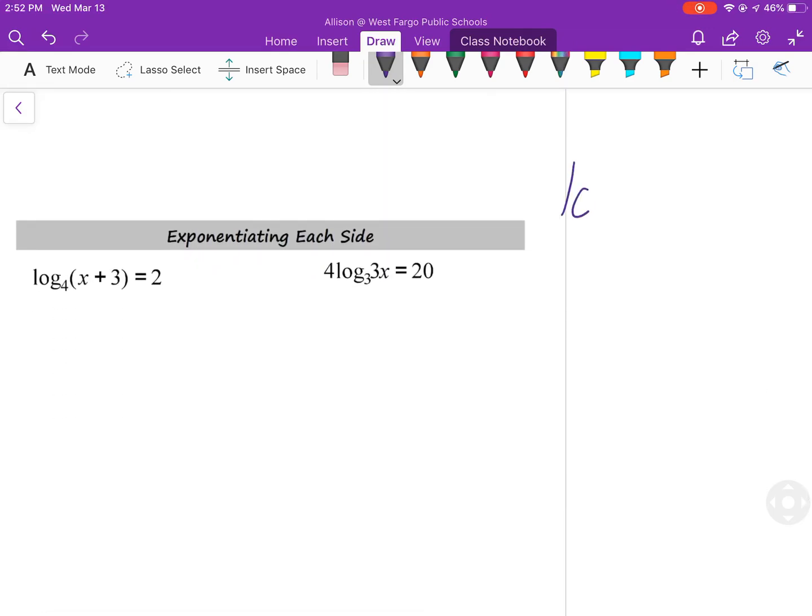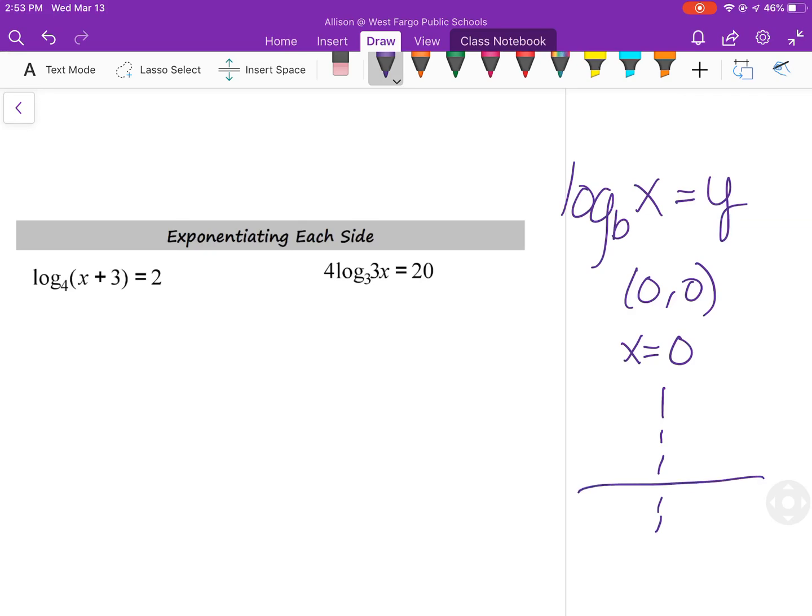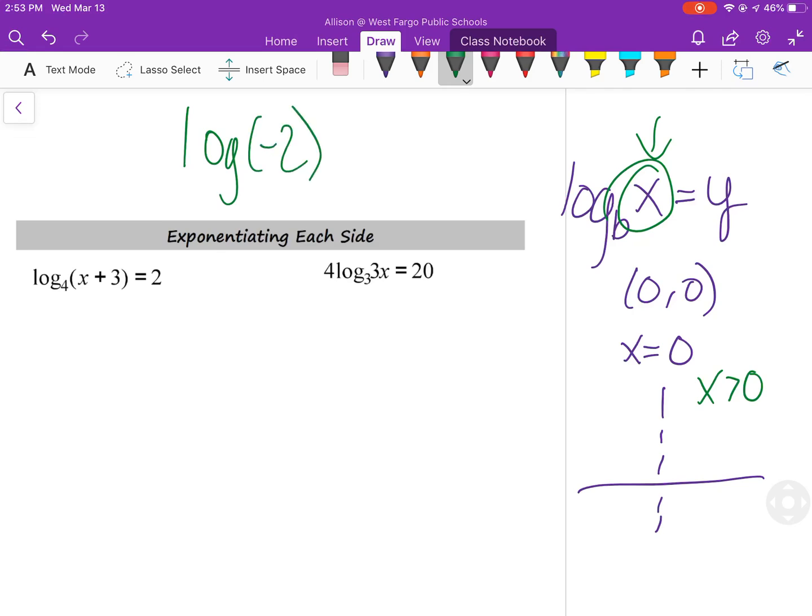If you think about the parent function, log base b of x equals y, since our shift is at 0, 0, we have a vertical asymptote at x equals 0. And so our domain is x is greater than 0, which means that you can't evaluate a log of a negative number. So if you plug it back in and you got log of negative 2, you can't have that. It's undefined at that spot. So you can't take a log of a negative number. Because b to the y power equals x, b to any power will never equal something negative.